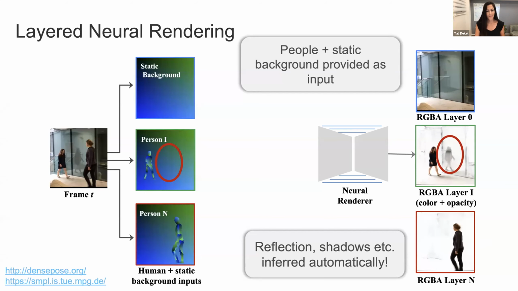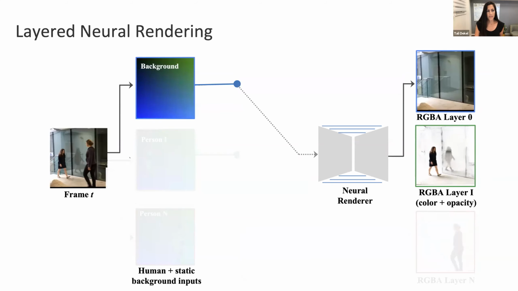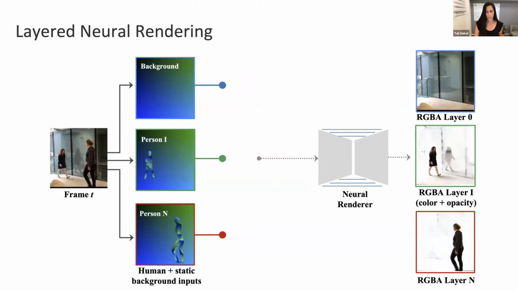Now we all know that networks are really powerful, and when they are too powerful, they could do random things. So we wanted to prevent that and steer the network towards the solution we want. The way we do this is by limiting what the network can observe about the scene by feeding it only a single person each time. So basically, the layers are predicted in separate forward passes through the network.